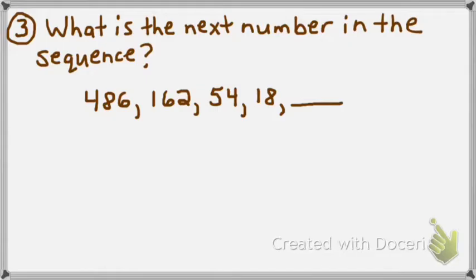Let's take a look at question number 3. Question number 3 is set up differently. It says, what's the next number in the sequence? 486, 162, 54, 18, blank. I need to figure out what that next number is.